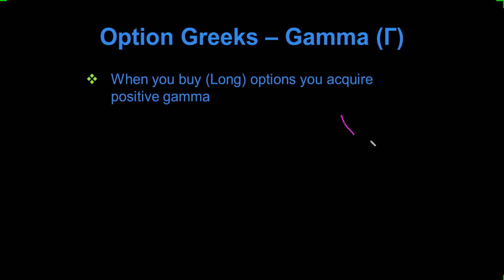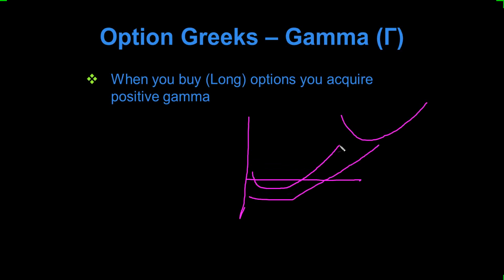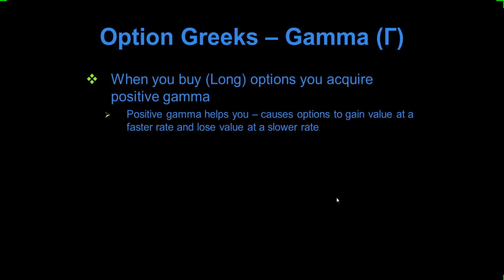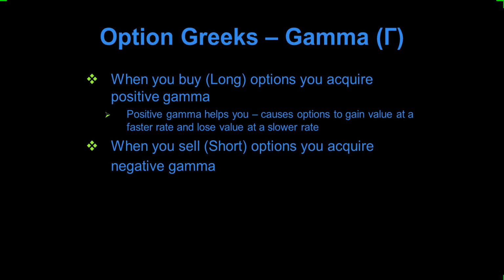what I call that smile that you get in your P&L graph. So if you've got, let's say a long call like that, you've got a P&L graph that looks something like this. You guys that are trading all the time know what I'm talking about, but basically I'll show you on an option view chart, but this line moves towards the solid line as time expires, but it gives you that positive gamma smile. And it helps you because it causes options to gain value at a faster rate and lose value at a slower rate. We talked about that with delta.